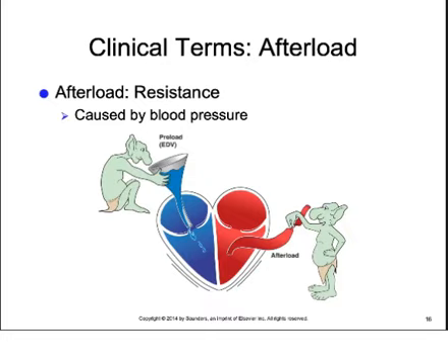If the resistance in the system becomes extremely high to the point where the semilunar valves can't open, we call that congestive heart failure. Okay, and so that's a distinct condition from a myocardial infarction. Okay, in congestive heart failure, the heart is trying to pump, but it's unable to. In a myocardial infarction, it's generally the result of a lack of blood flow to the heart itself.